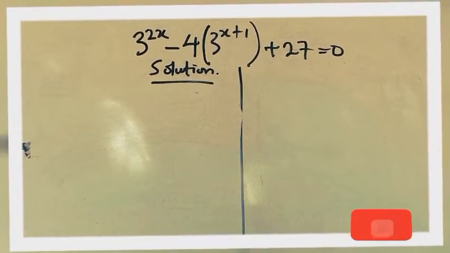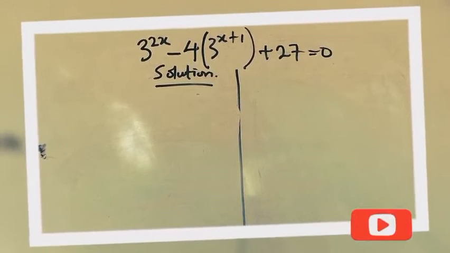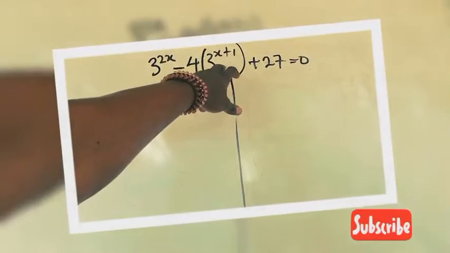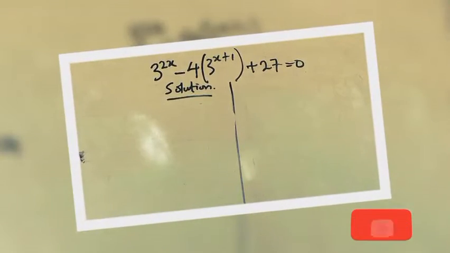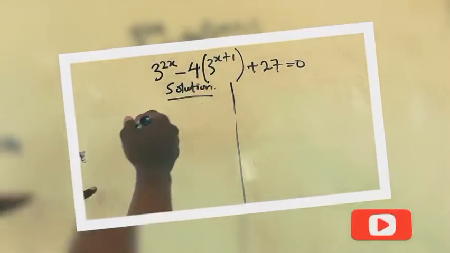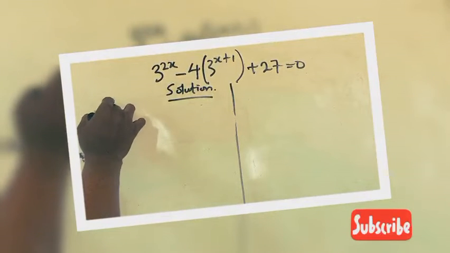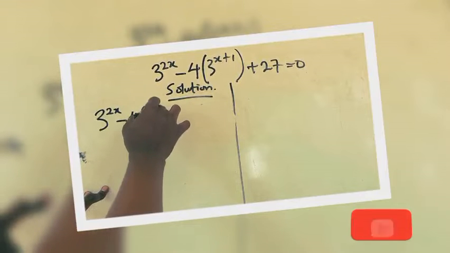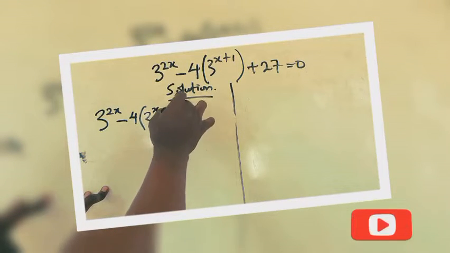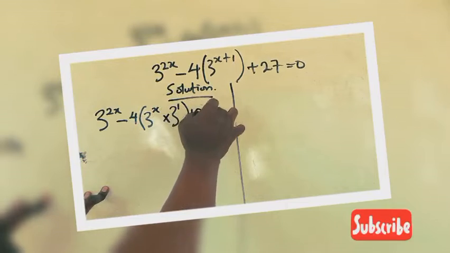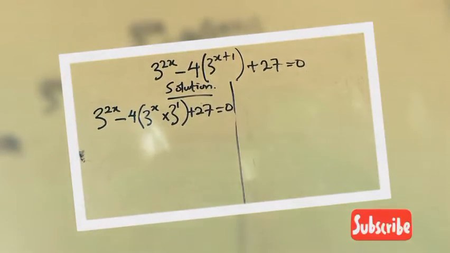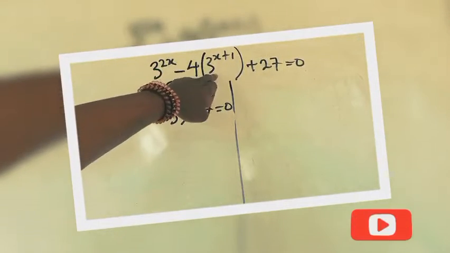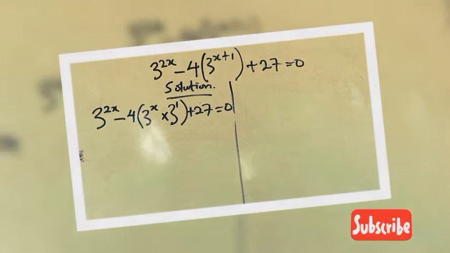We are going to apply the first law of indices, which is called the multiplication law, to break down this 3 raised to the power x plus 1. So I can rewrite this by saying 3 raised to the power 2x minus 4 open the bracket 3 raised to the power x times 3 raised to the power 1 plus 27 is equal to 0. Why? Because 3 raised to the power x times 3 raised to the power 1 is still the same thing as 3 raised to the power x plus 1.